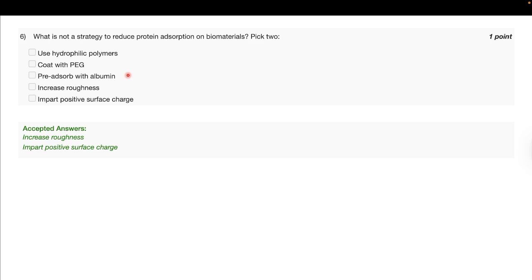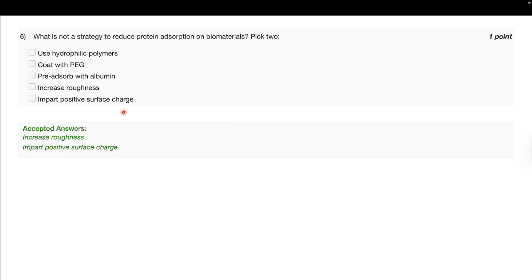So these three are strategies to reduce protein absorption. The question is, what is not a strategy to reduce protein absorption? One would be to increase roughness. If you have a very rough surface, it gives the proteins more surface area to attach themselves. So if you have a rough surface, you'll have more protein absorption.